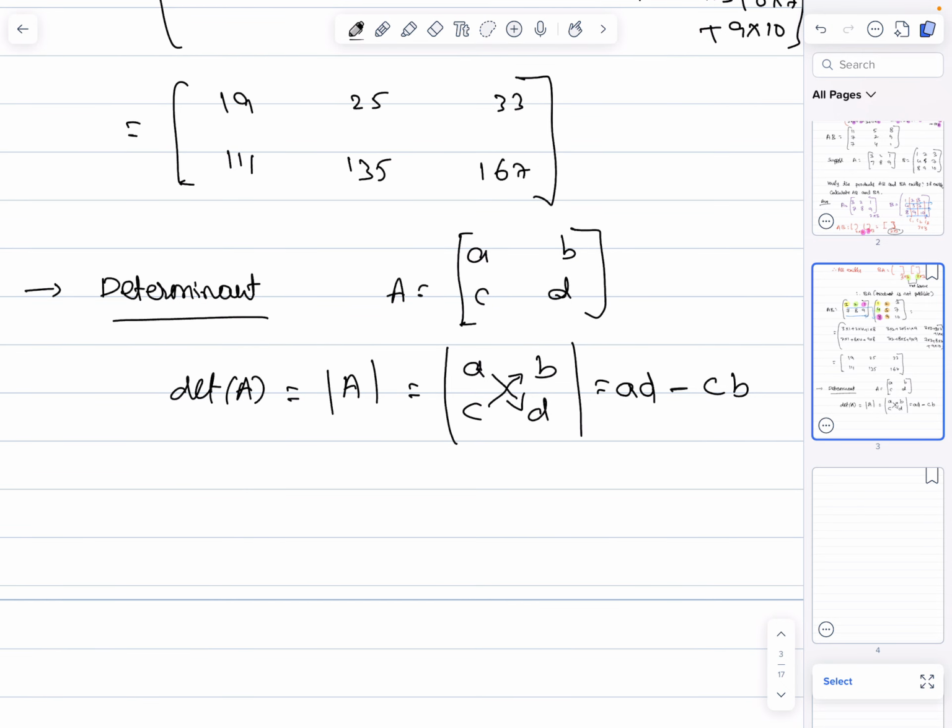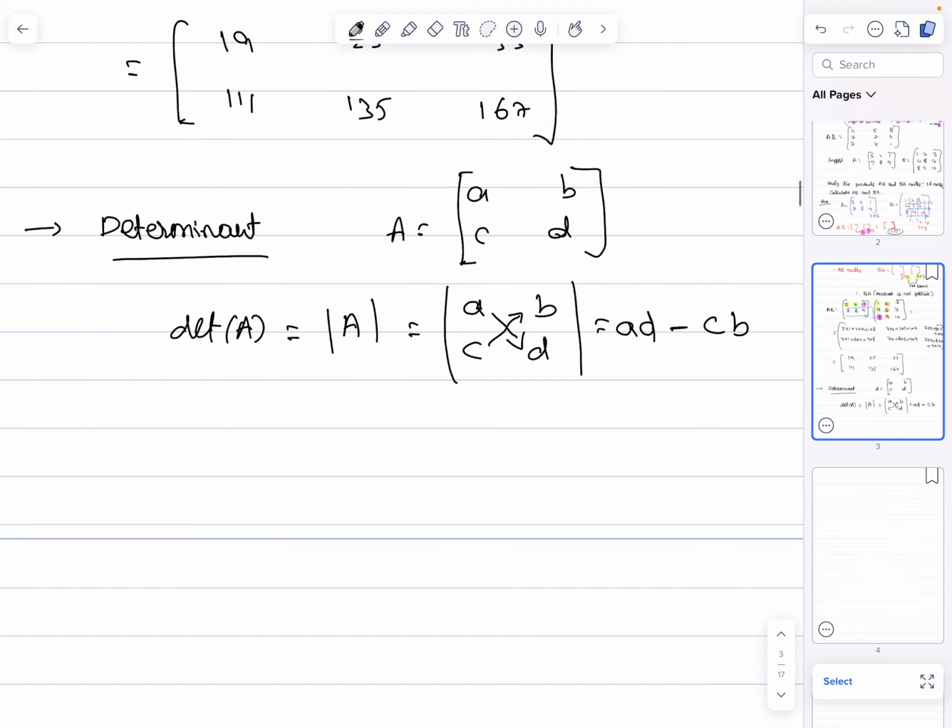Whenever the matrix is bigger, we use the same concept, but with a slight variation. We will see how to handle a 3 by 3 matrix.